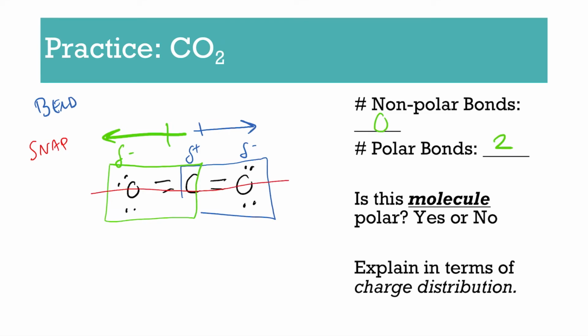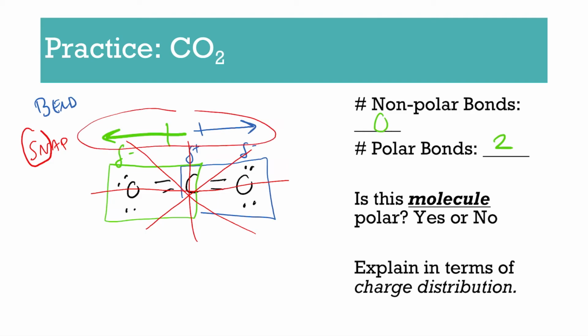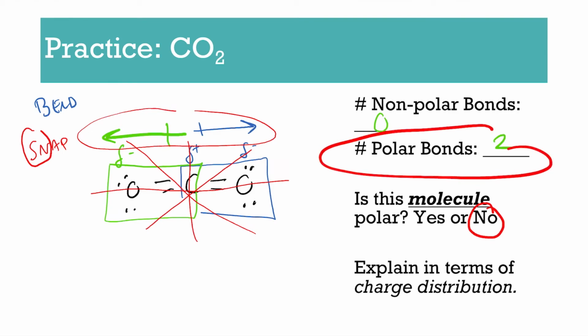If you cut it this way, if you cut it that way, this way, that way, you always get the same thing. And you can also look at the dipoles themselves. One's going left, one's going right, so they cancel each other out. So this is not a polar molecule. So this is what I meant before. You can have polar bonds, but have a non-polar molecule.